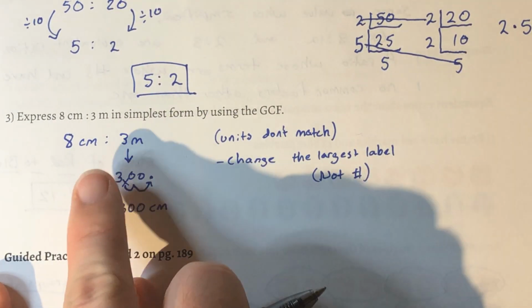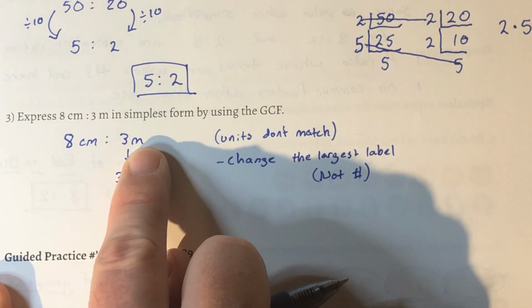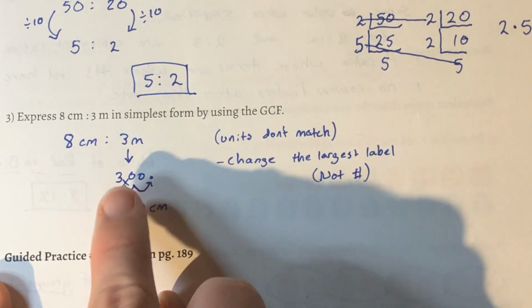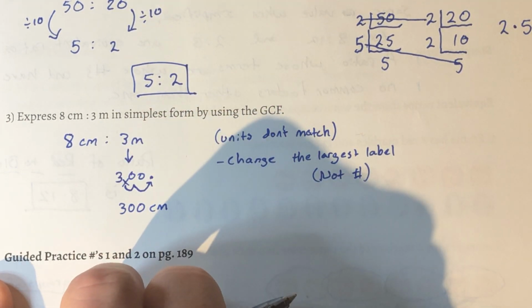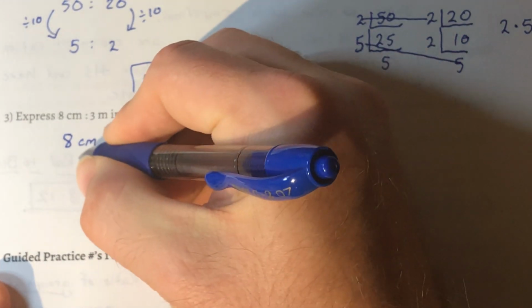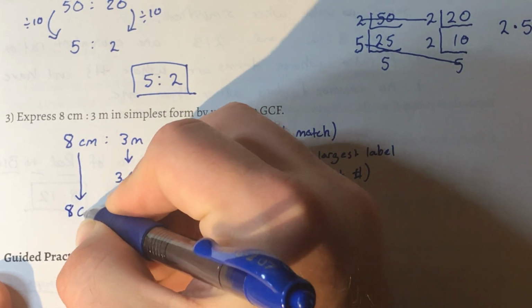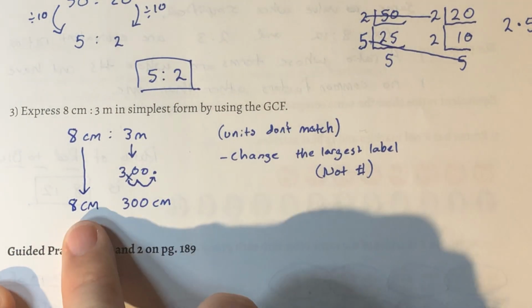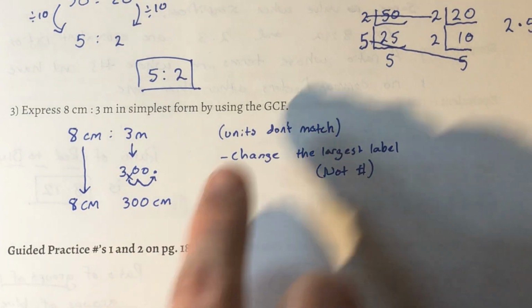Also, whenever you change one or the other, you want to convert the one in which the decimal will move to the right. If the decimal moves to the left, you chose the wrong one. Pick a different one. All right, 8 centimeters is already centimeters, so we're going to keep it. So now we have 8 centimeters to 300 centimeters. They match. We can now simplify.